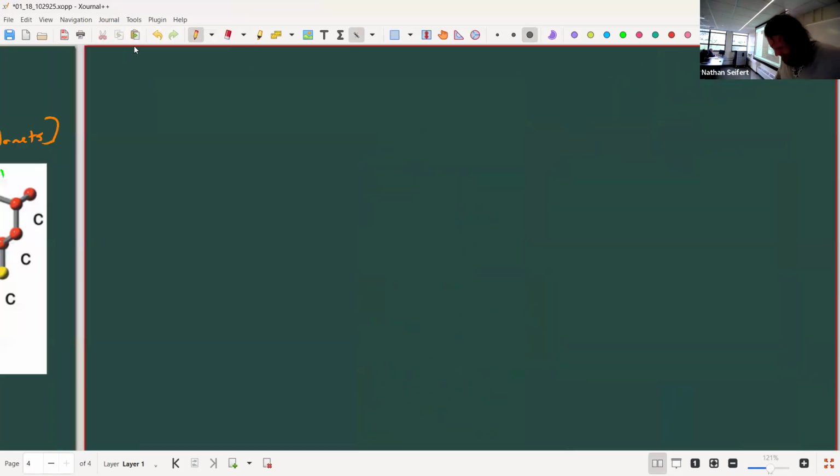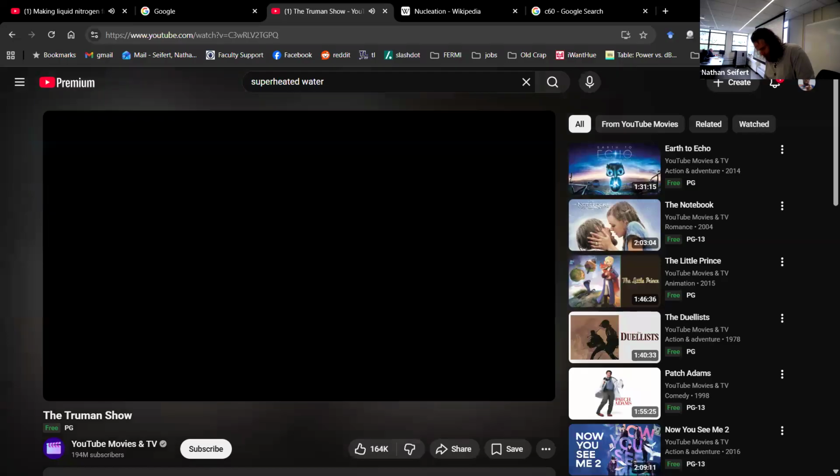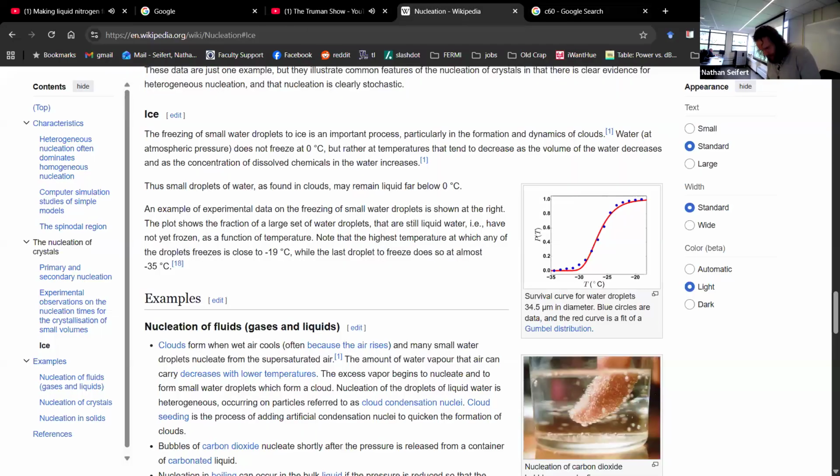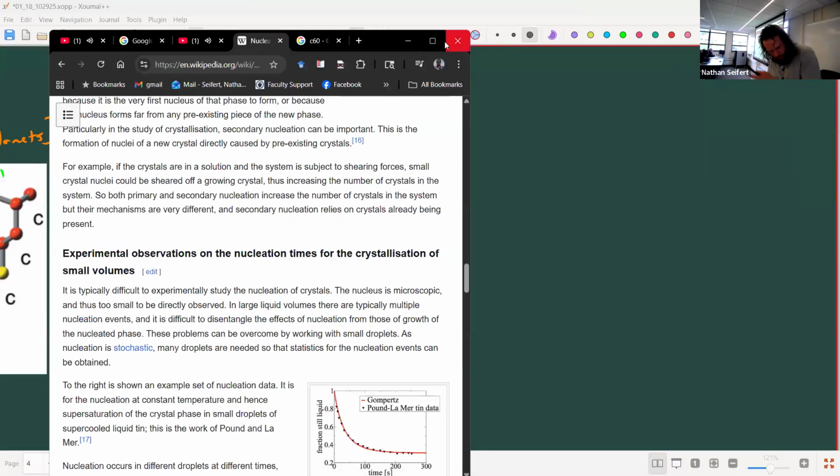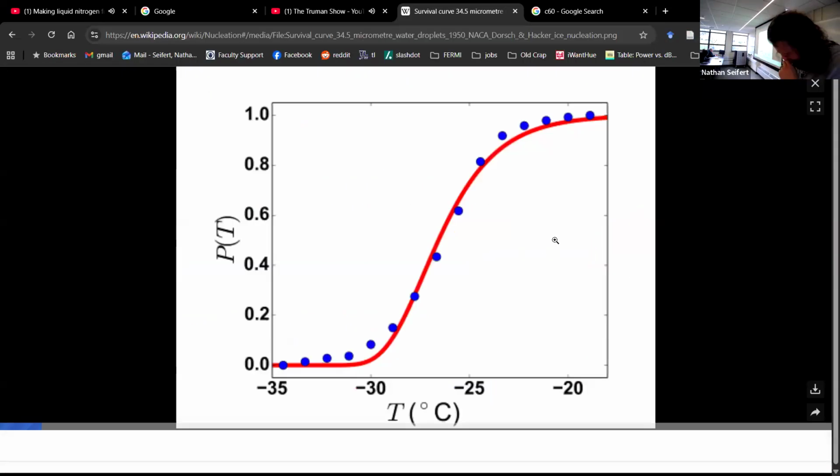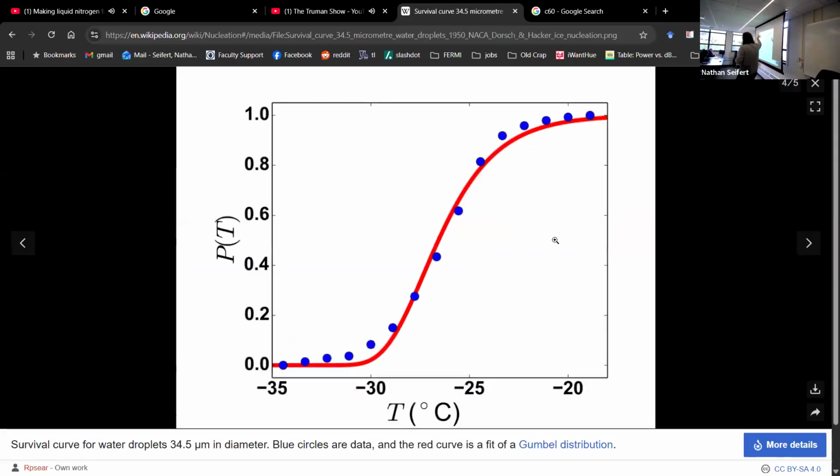So I just wanted to make a note there. I found this slide on Wikipedia, I was just thinking about nucleation. And this is some data of very, very small water droplets. I think they're about 300 microns in diameter. And this is the survival probability of the liquid droplets as a function of temperature. So what the survival probability is, does it freeze or not? Okay, so these droplets are about 350 microns. They're really, really small micro droplets of water.